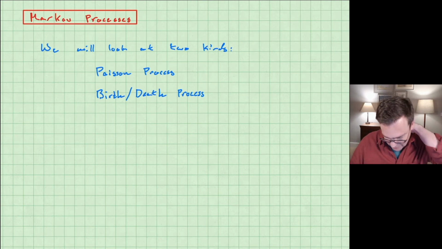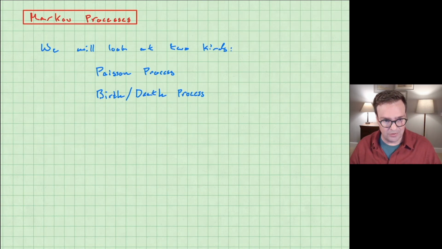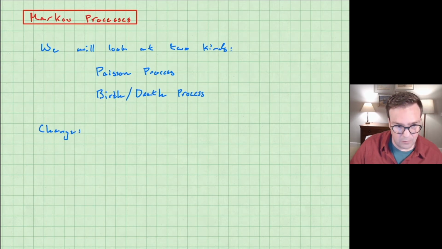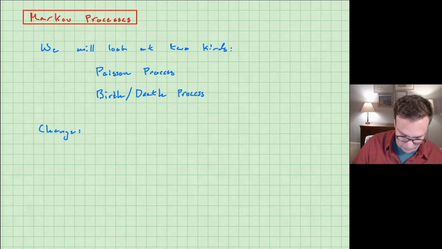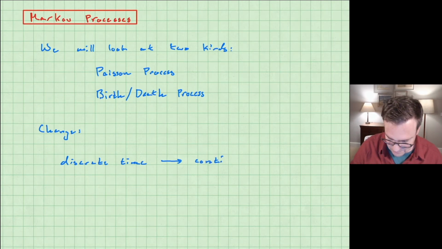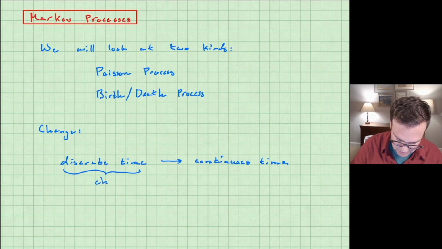Okay, so what are Markov processes? What's the difference between this and a Markov chain? So here's what's going on. The major change is very simple. For a Markov chain, you have discrete time, and for a Markov process, you have continuous time. So this is chain, and this is process.